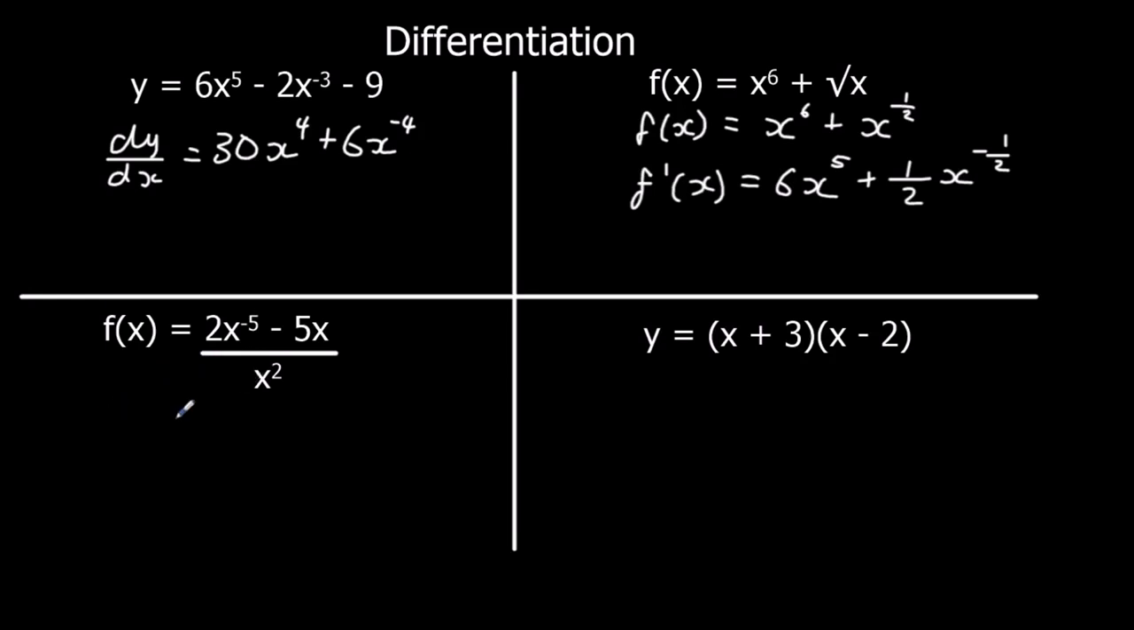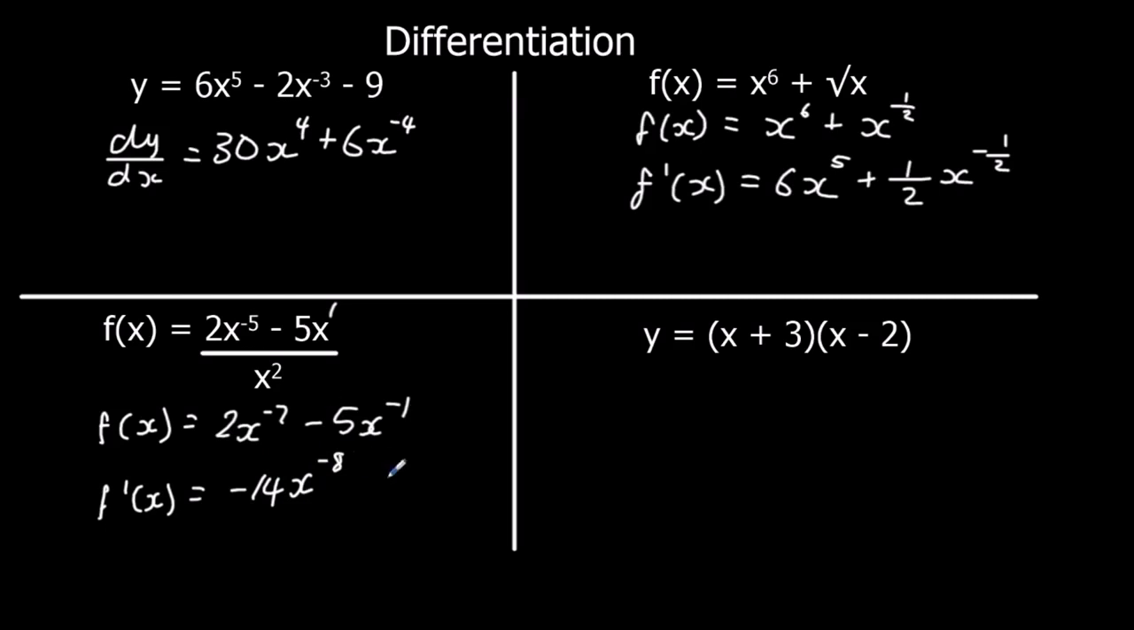So to do this one here, we need to divide each term by x squared. So we need to get rid of the fraction first. So f of x is, dividing by x squared, so when you divide indices, you take away the powers. So that will give us 2x to the power of minus 7 minus 5x to the power of minus 1. And then f dash x, the same as dy dx, times by the power, take 1 off the power. So it's the same process over and over again. For differentiation, times by the power, take 1 off the power.